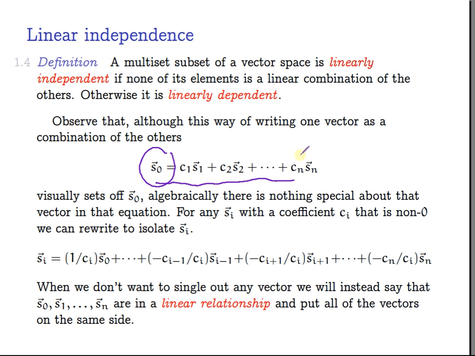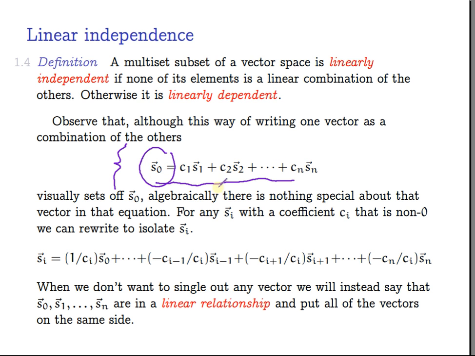So we're going to transform this definition a little bit and see it from a different angle. Here we're starting from this statement, which is the basis of this definition. Again, if S0 can be written in this way, then S0 depends on these vectors. S0 is linearly dependent. So we say the set S0, S1, S2, ..., Sn is linearly dependent.